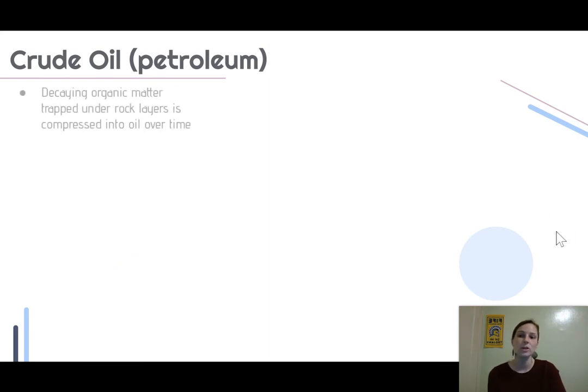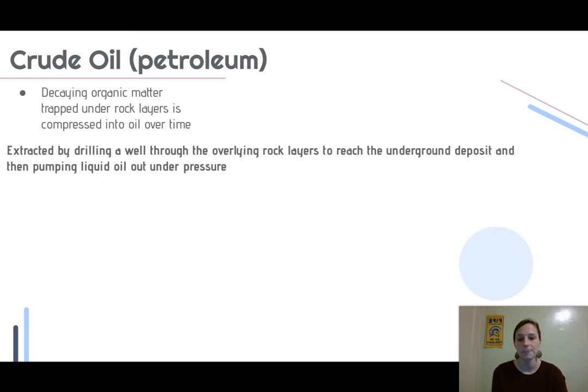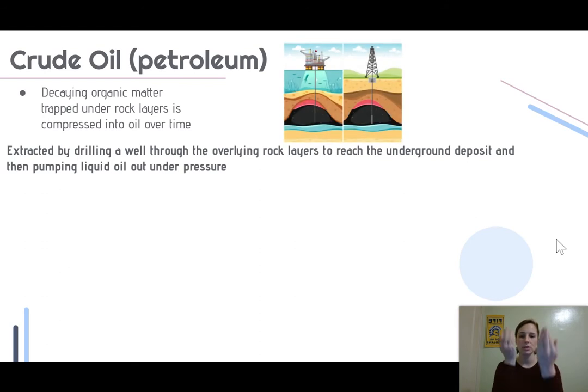Now, the next one is going to be crude oil, which is petroleum. So again, when we've got those decaying organic matter trapped under the rock layers, it's going to be compressed into oil over time. Now, the way that you get that out is by drilling a well. You go down through the rock layers to reach the underground deposits, and then you pump the liquid oil out under pressure.